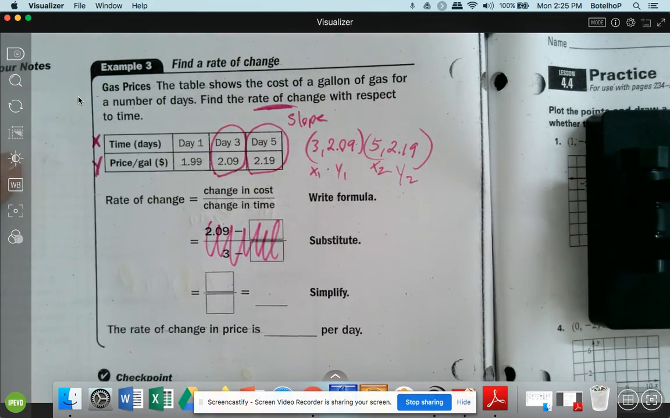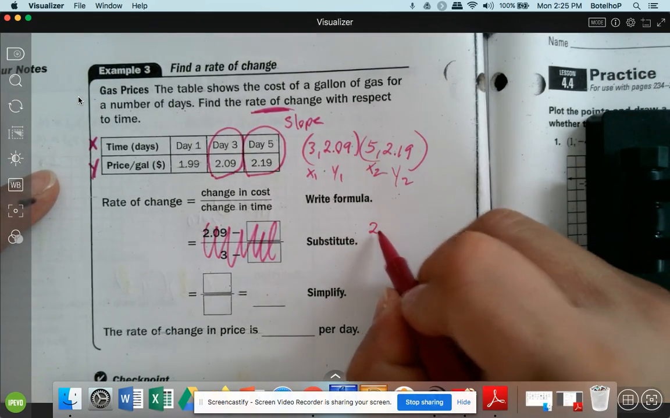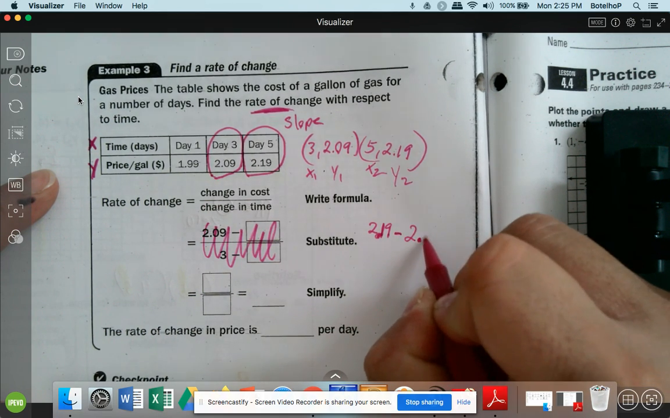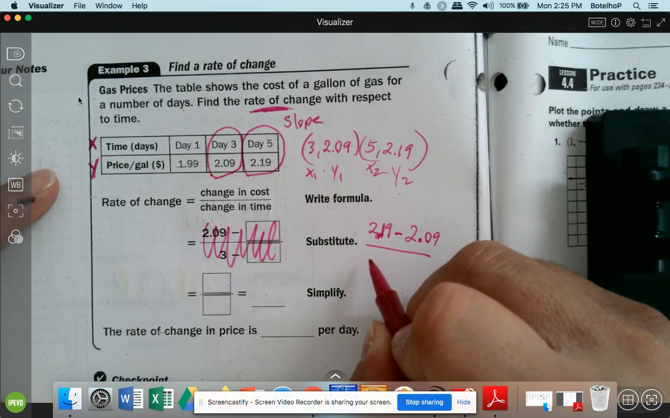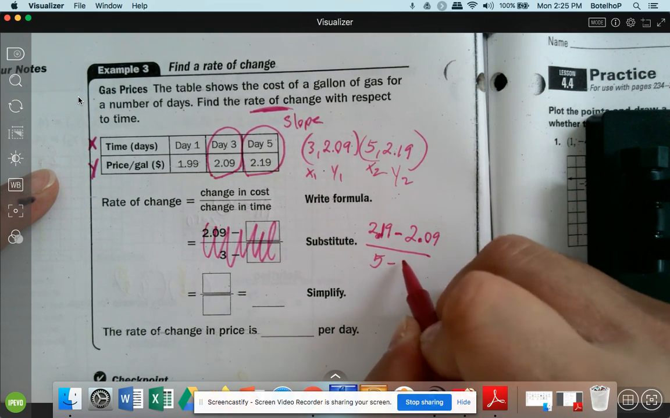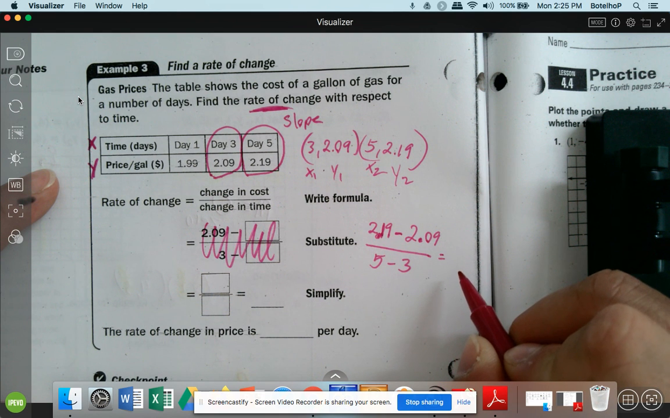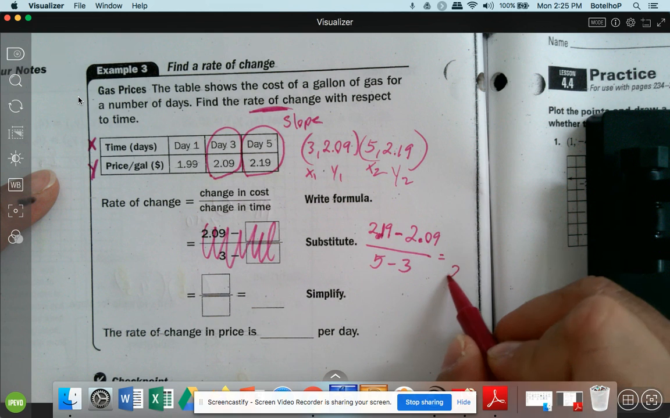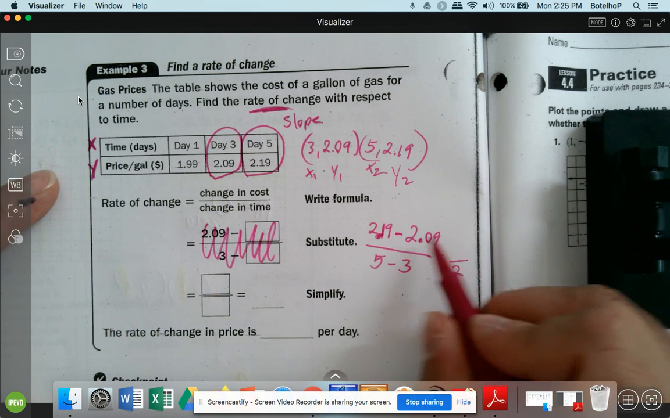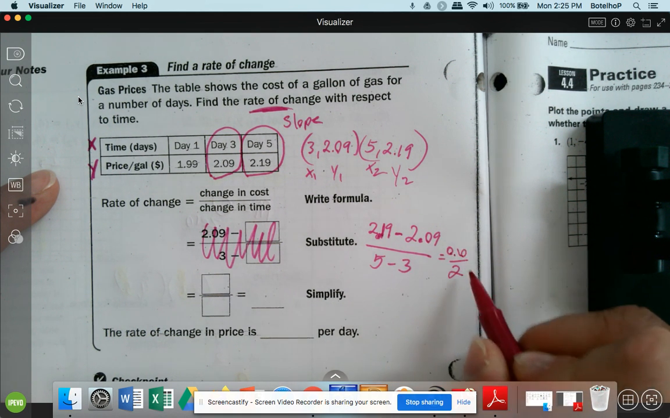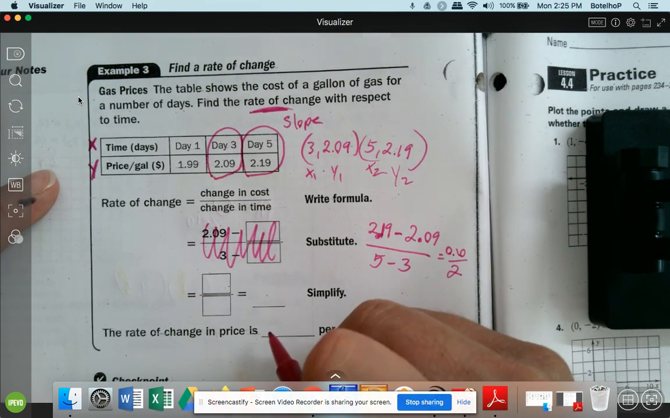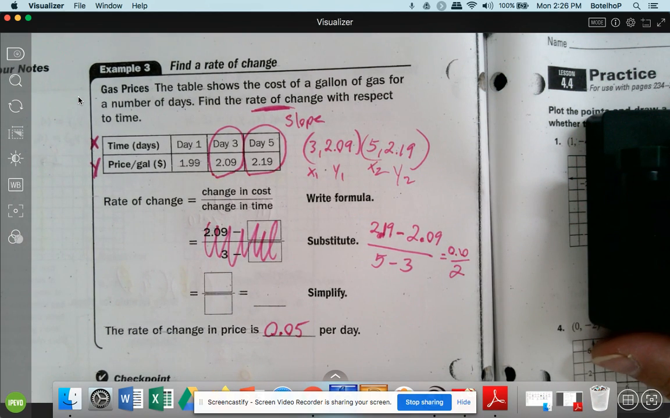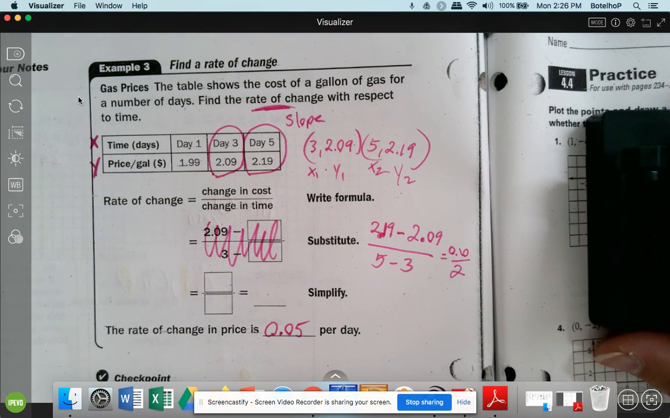So really the way I should write this according to my formula is 219 minus 209. So it happens when you try to be different. And then 5 minus 3 will give me the same answer. It won't matter. When I simplify this, I'm left with 2 over 10 cents, right? 0.10. So what's half of 10 cents? 5 cents. So the rate of change is 5 cents per day.